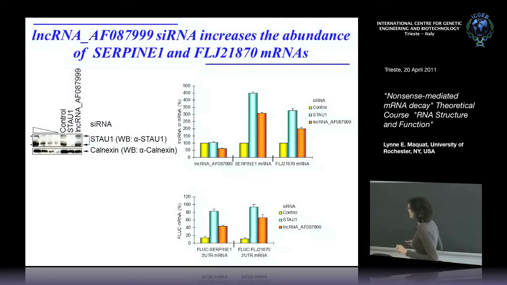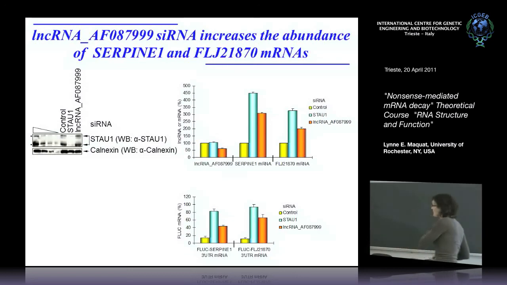So the blue line is Stau siRNA. And while downregulating Stauffen does nothing to the long non-coding RNA abundance, so the long non-coding RNA is not degraded during SMD, these mRNAs, these SMD targets, serpine and FLJ, are upregulated. When Stauffen is downregulated, their mRNA abundance goes up. And when the long non-coding RNA is downregulated to about 60% of normal, the SMD target abundance also goes up. So Stauffen and the long non-coding RNA contribute to their decay, and they do so in a way that depends upon the serpine or FLJ 3' UTR.